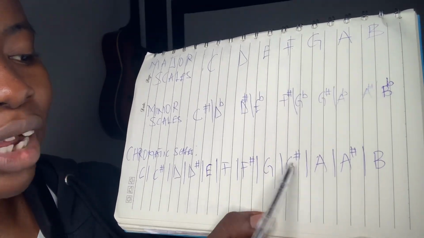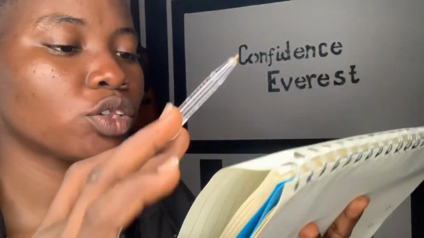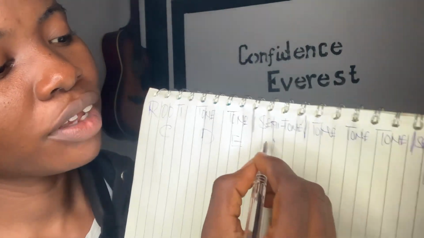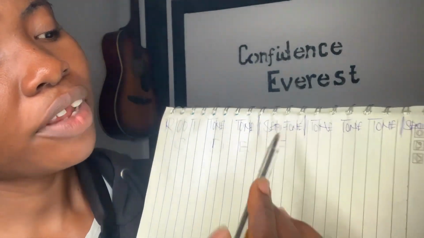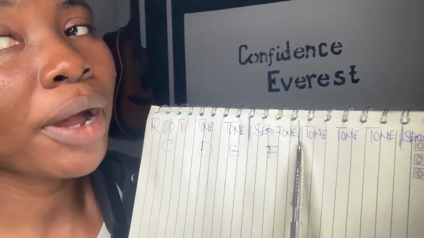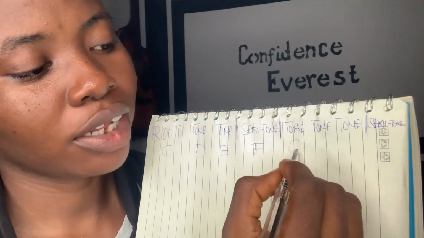So in this chromatic scale, F happens to be a semitone. Now back to our note formation. We have E and then we have F. And after F, from F to F sharp is a semitone. So we have G as a tone.